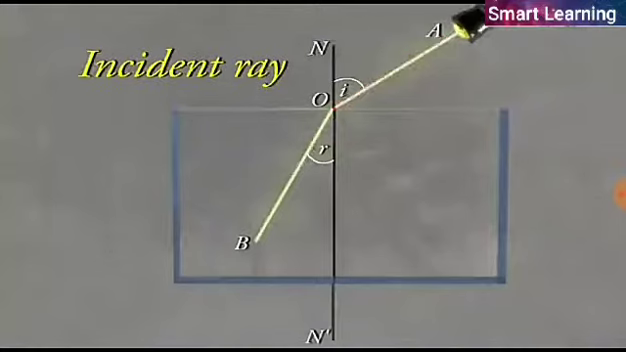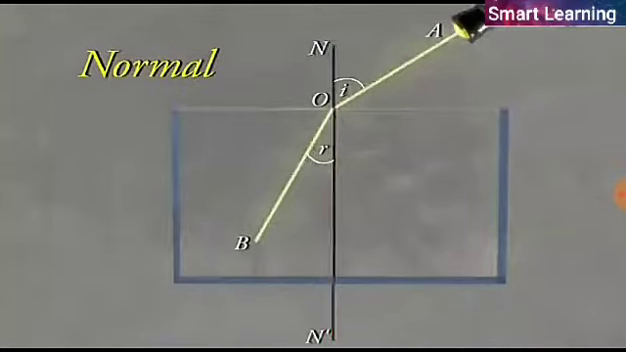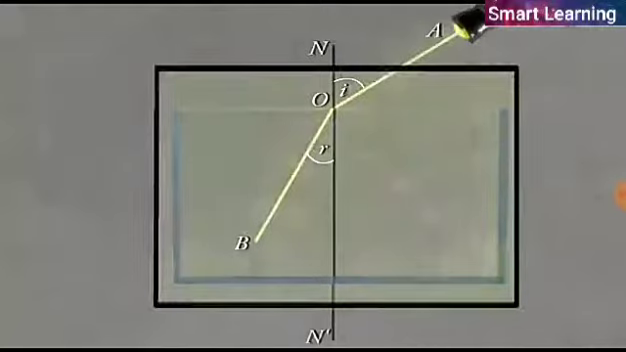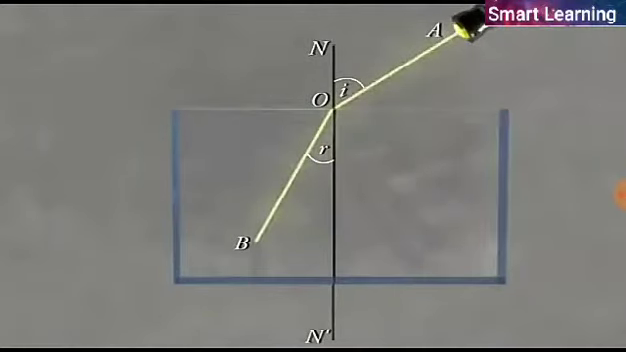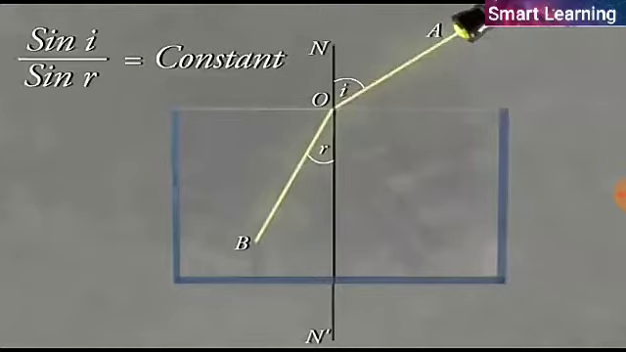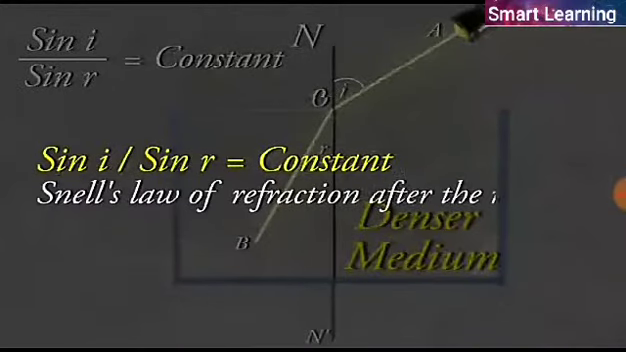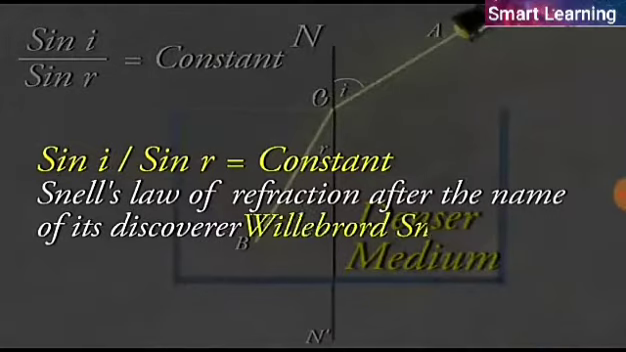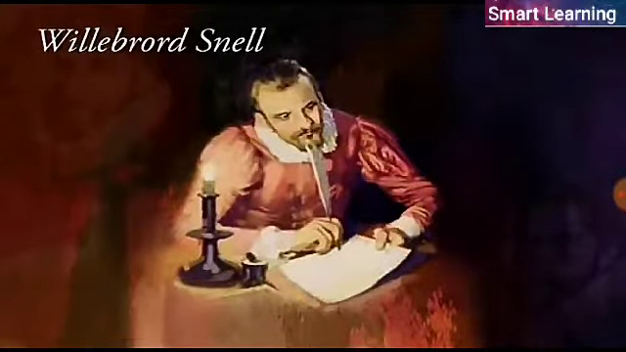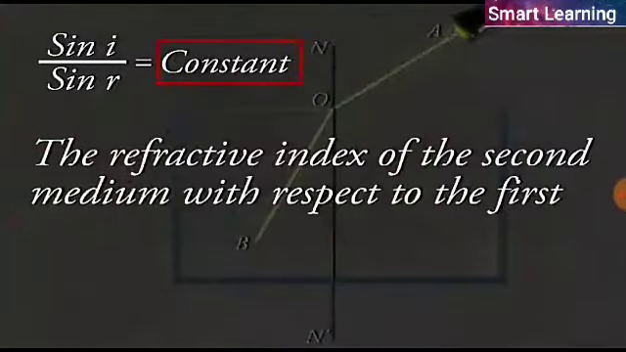The incident ray, the refracted ray and the normal at the point of incidence all lie in the same plane. In fact, the ratio of the sine of the angle of incidence to the sine of the angle of refraction is a constant for light of a given color and for the given pair of media. This law is also known as Snell's law of refraction after the name of its discoverer, Willebrord Snell. And this constant is called the refractive index of the second medium with respect to the first.